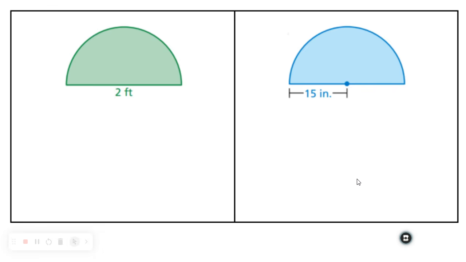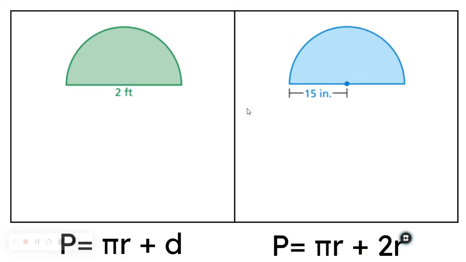Let's try it. Let's see it in action. We have a semicircle that's giving us the diameter, and then we have a semicircle that's giving us the radius. So we have 2 different formulas that we are going to be using. For this first one, it's giving us the diameter, so we are going to do pi times the radius plus the diameter. First, we have to establish what would be the radius. If the diameter is 2, what would the radius be?